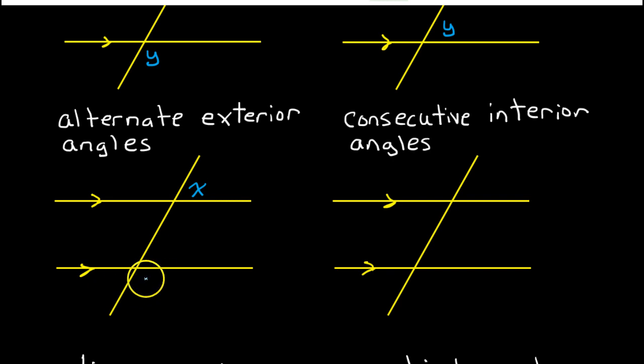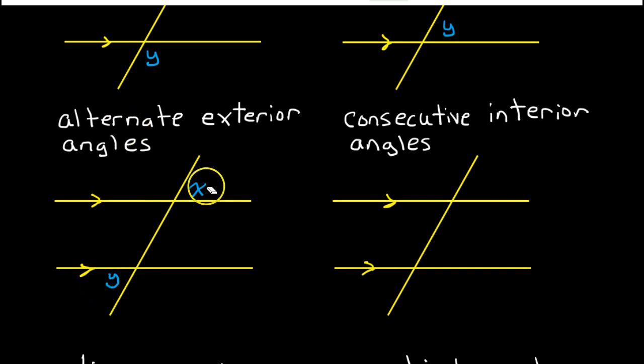Now if I come down here, I need to pick another exterior angle, but it says alternate. That means opposite sides of the line. So I'm going to put my y over here. So these would be alternate exterior angles. Exterior angles, not between the lines, and alternate, they're on opposite sides of the line.